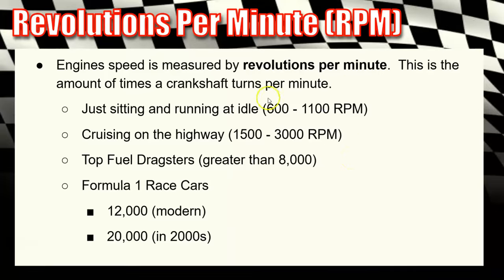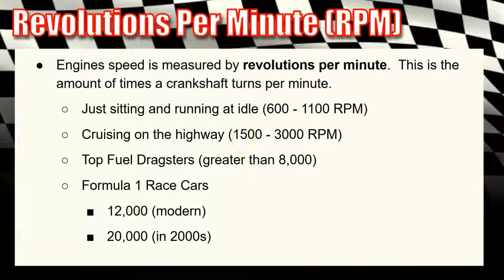So if a car is sitting at 600 RPM at idle, that means the spark plug of one of the cylinders is firing off 300 times in that minute, because it's divided by 2, right? Same thing cruising on the highway.